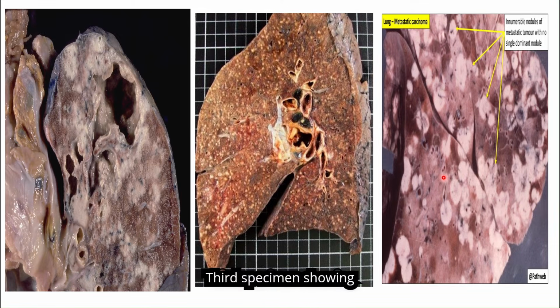Third specimen showing lung parenchyma infiltrated by multiple gray-white nodules varying in size, and some of the nodules show central umbilication. So this is the metastasis of lung, and you have to differentiate between miliary tuberculosis and metastatic lung carcinoma.